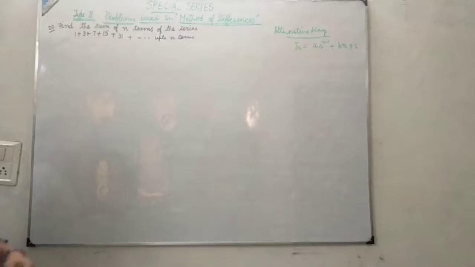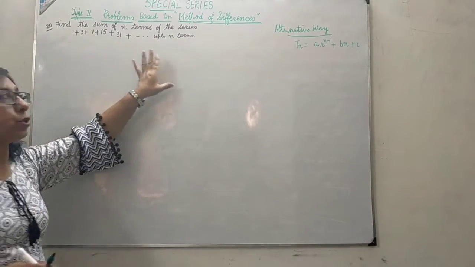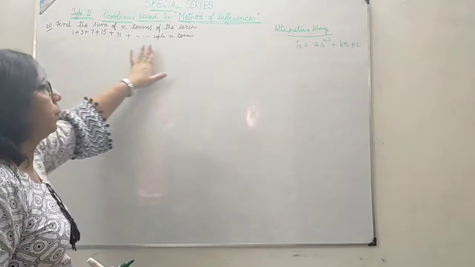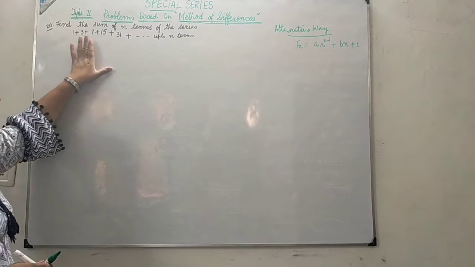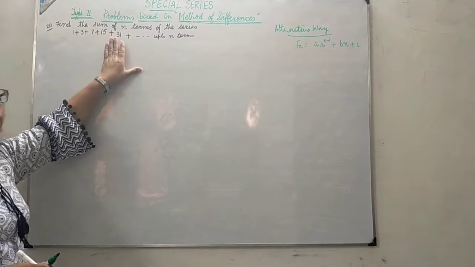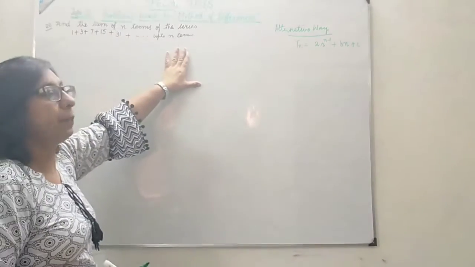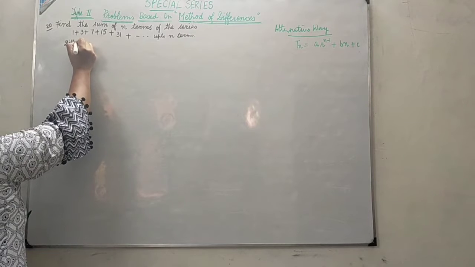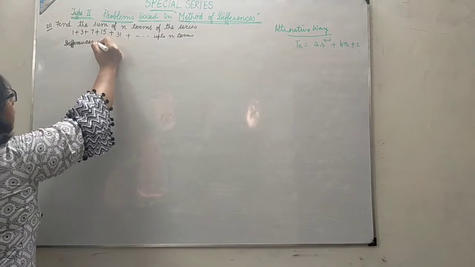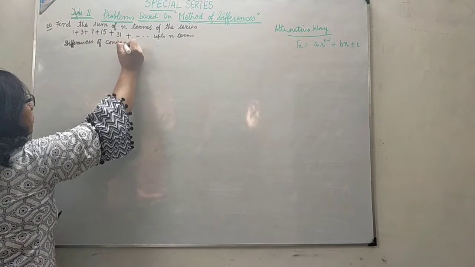For more clarification, I can take one more question in which the difference is forming a GP. Let us take the series as 1 plus 3 plus 7 plus 15 plus 31 and so on up till n terms. Let us first find the differences of consecutive terms. We will check always of consecutive terms.